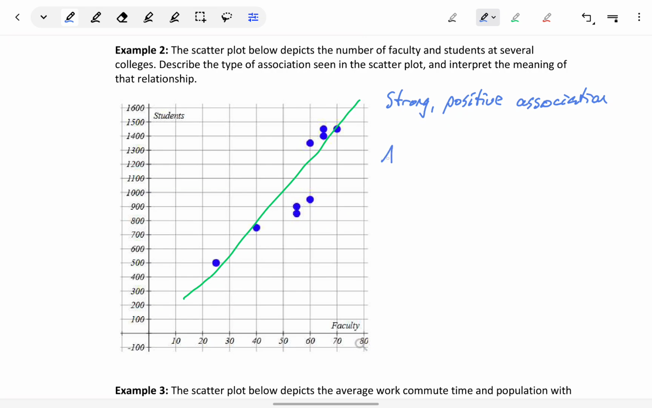And what this means in context is that as we see an increase in the number of faculty at a school or at these different schools, we also see increasing numbers of students. Or a simpler way to say that would be more faculty, more students. There is an association between those two variables. Or again, we can flip that around and say that as we look at schools with fewer faculty, we also see fewer students.